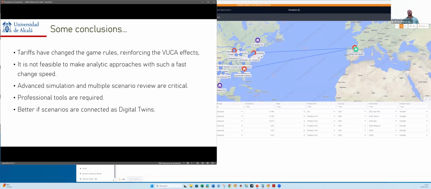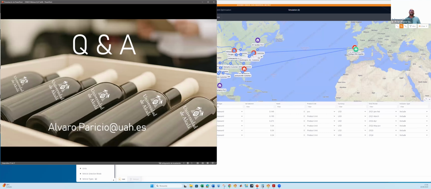You need to simulate and adapt constantly to the new conditions. And for sure, you require professional tools, and you even need to connect these tools to digital twins. So if you have real-time data, it is really important to connect your simulation tool to your business. So I'm open to your questions.